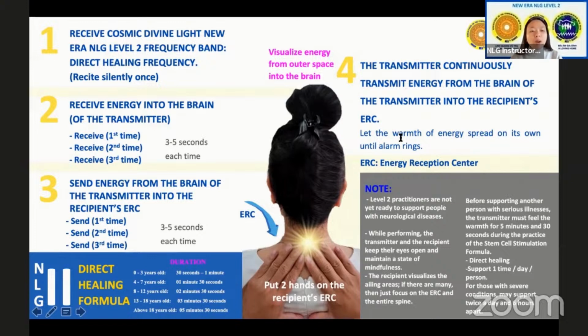However, it's always necessary to ask people before you give them this healing support. Ask them, inform them everything that they need to know. If they agree to it, then you can send them this healing support.